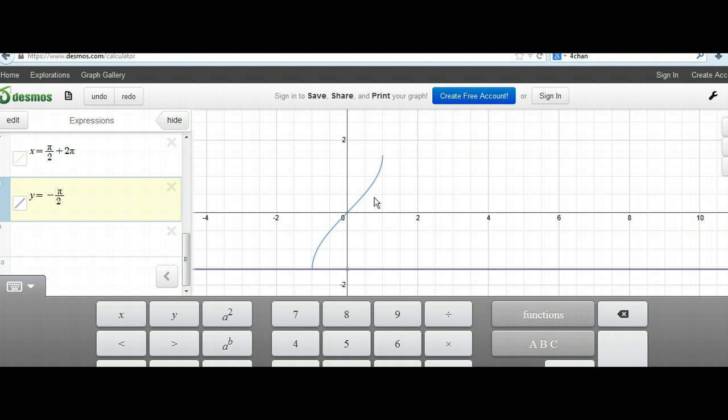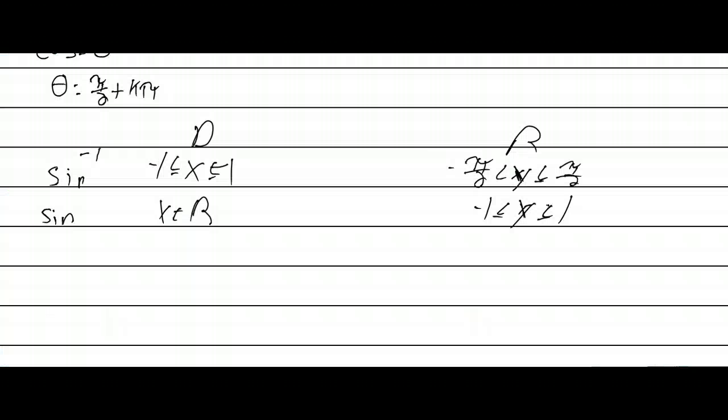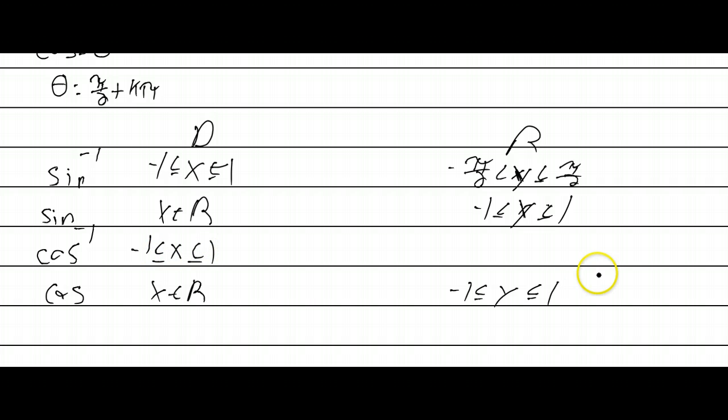It's reflecting across the y equals x line, and you'll get that. All right, the next one is q, cosine inverse. So cosine inverse is kind of going to be the same thing. Our domain again is still going to be, because the range for cosine is -1 to 1, our domain is still going to be -1 to 1, but our range is going to be different.